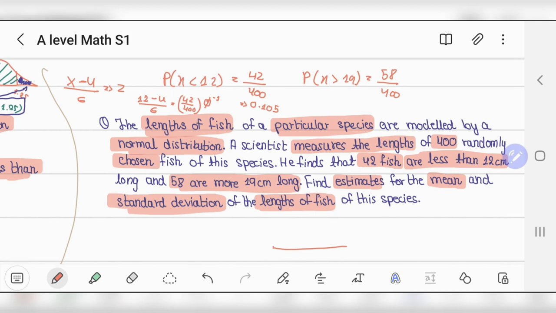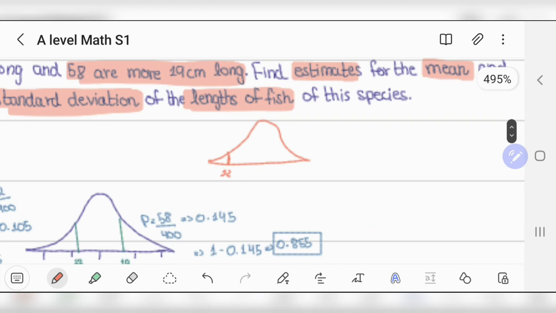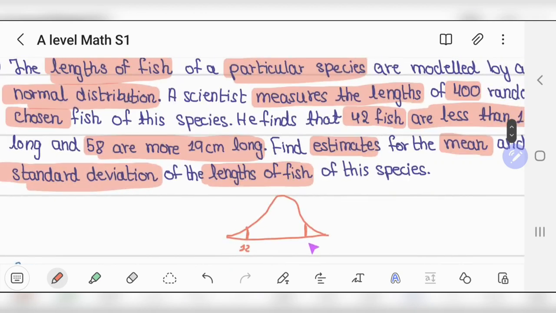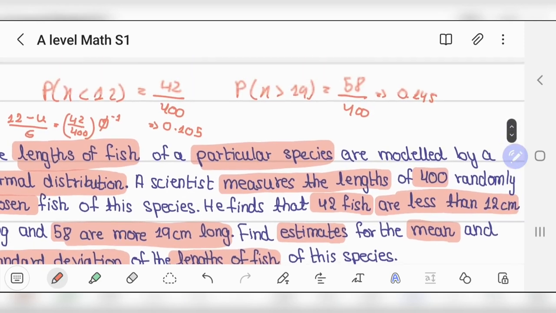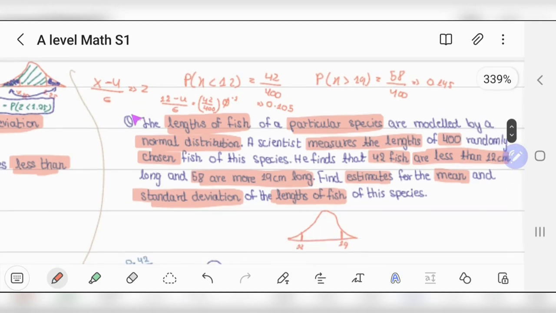Okay, you need to make a diagram definitely. So this is the normal curve. Less than 12, so it must be in here since it's giving a very low probability. So this would be 0.105, and it's less than 12, so this is 12. The other one is telling what is the probability of this area. It's 58/400. This is also low, so it must be in here. This would be the area, and since it's greater than 19, this is 19. Now we need to convert this into a z-score.